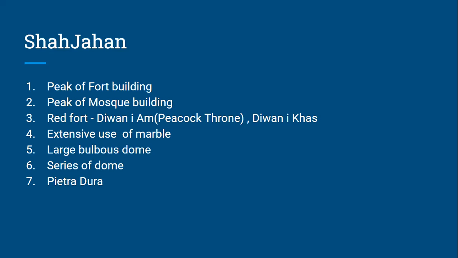Then we find series of domes. So in Jama Masjid, जो दिल्ली का है, the बड़ा Jama Masjid, वहाँ पे we'll find a series of domes. And ये जो dome है, उसके ऊपर में black strips भी दिखाई देते, so that is also a unique feature. And we see the peak of Petra Dura. So these are the important features under Shah Jahan.